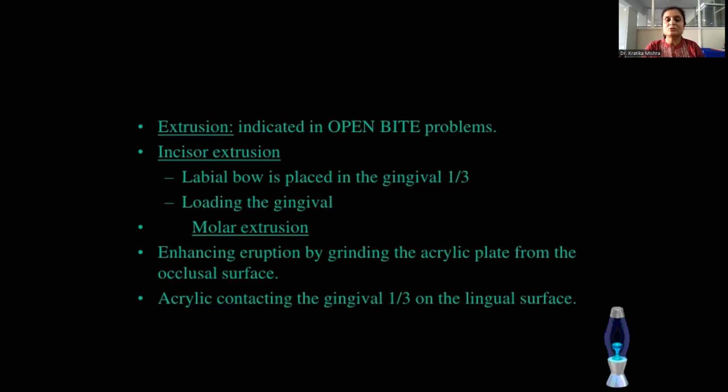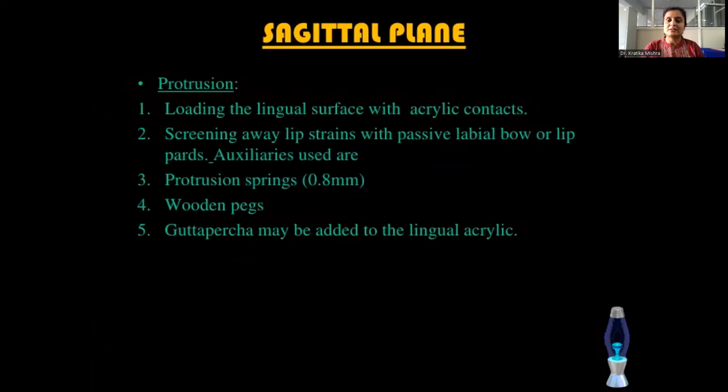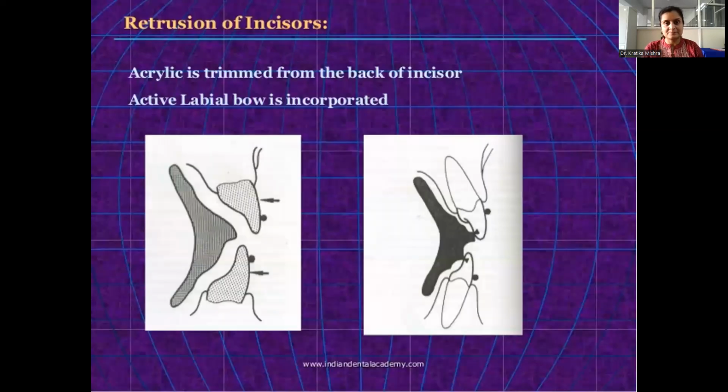For incisor extrusion, the labial bow is placed in the gingival 1/3, loading the gingival third. Molar extrusion can be brought about by enhancing the eruption by grinding the acrylic plate from the occlusal surface, with acrylic contacting the gingival 1/3 of the lingual surface. In the sagittal plane, if you want protrusion, then load the lingual surface with the acrylic contacts, screening away the lip strains with a passive labial bow or lip pads. Auxiliaries used are protrusion springs, wooden pegs, and gutta-percha, which may be added to the lingual acrylic.